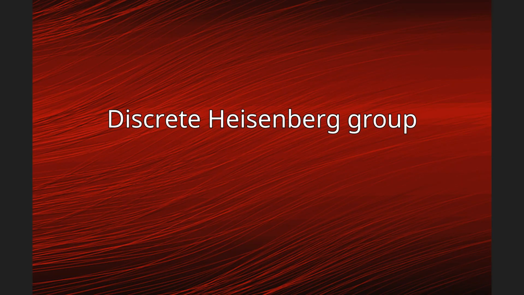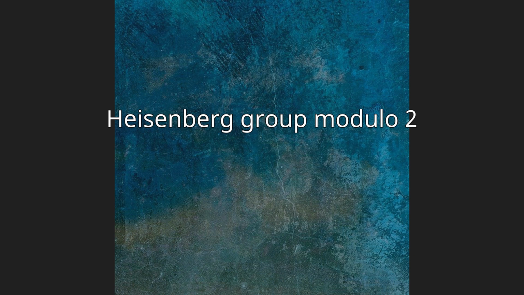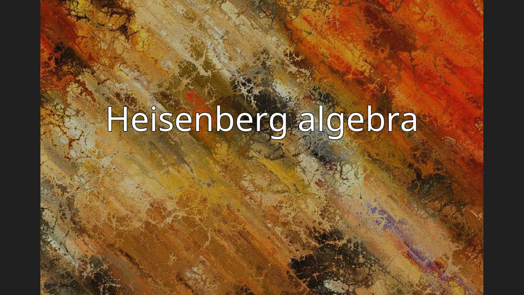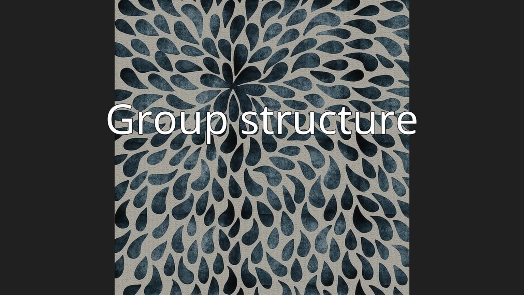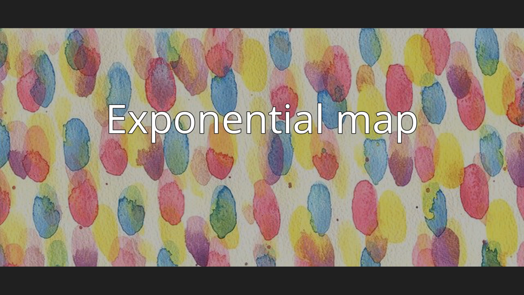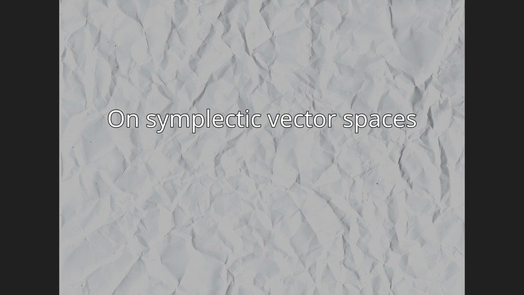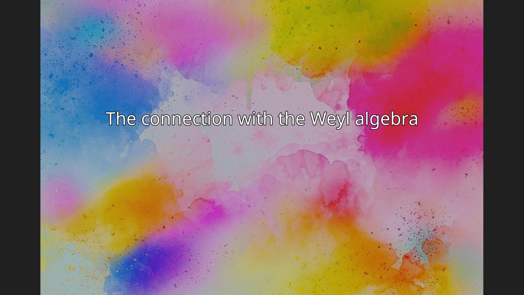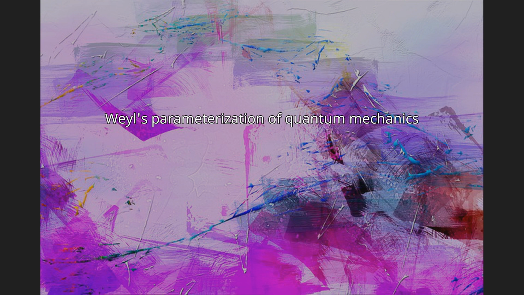Discrete Heisenberg group. Heisenberg group modulo an odd prime p. Heisenberg group modulo 2. Heisenberg algebra. Higher dimensions. Group structure. Lie algebra. Exponential map. Representation theory. On symplectic vector spaces. The connection with the Weyl algebra. Applications. Weyl's parameterization of quantum mechanics.